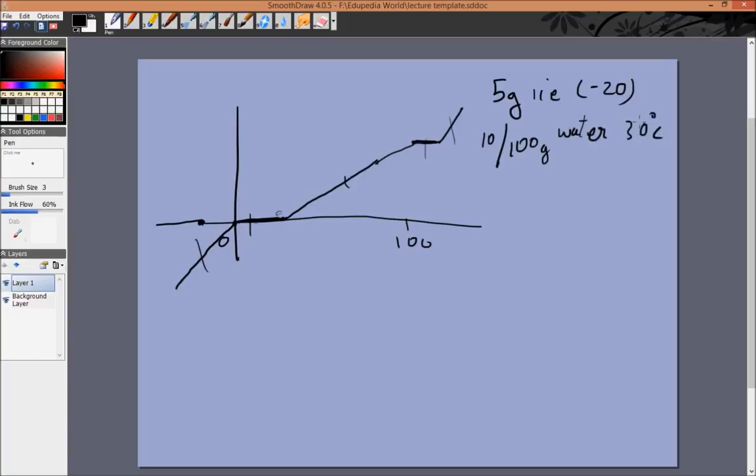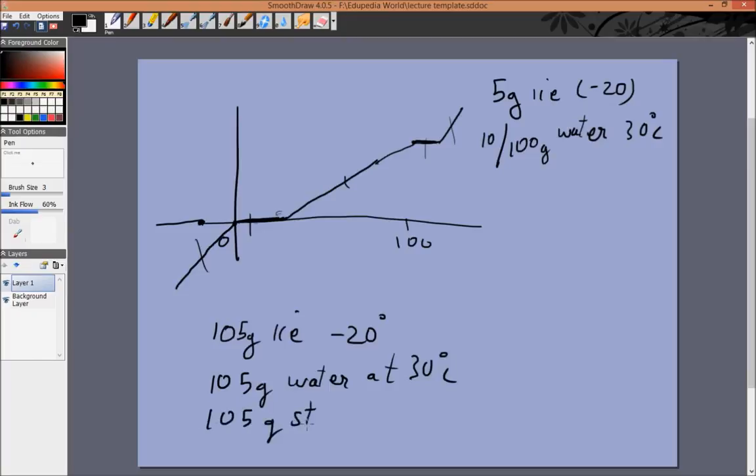So instead of taking cases, I can just take them all, let's say, to 105 gram ice at minus 20, or 105 gram water at 30 degrees centigrade, or 105 gram steam at 115 degrees centigrade. It doesn't matter. Just take them all to the same state. Let's say you take them all to steam at this, then both of them will absorb some energy, right?